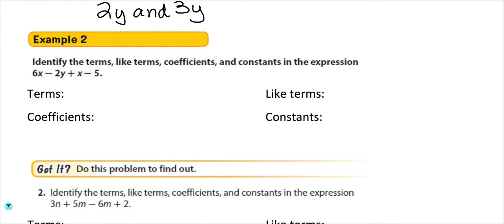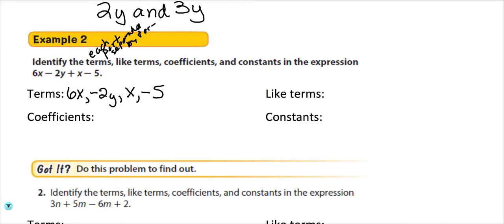A term is each part, separated by plus or minus. So which ones are separated by plus and minus? That would be 6x, and then we're going to use a comma. It's a negative 2y. I know it says minus, but you keep the sign with it, so it's negative 2y. And then we have a positive x, and then we have a negative 5.